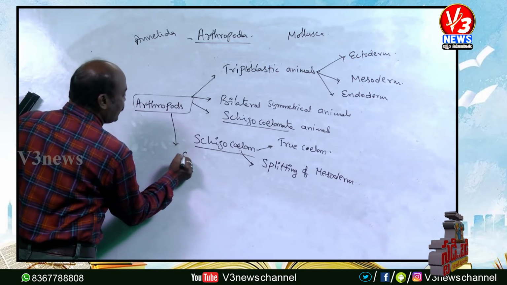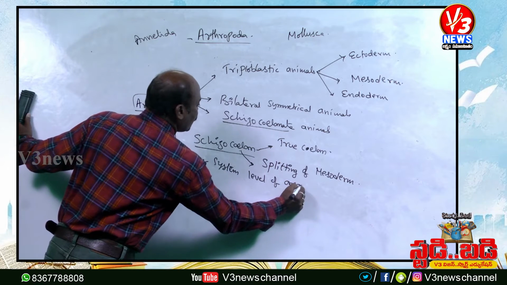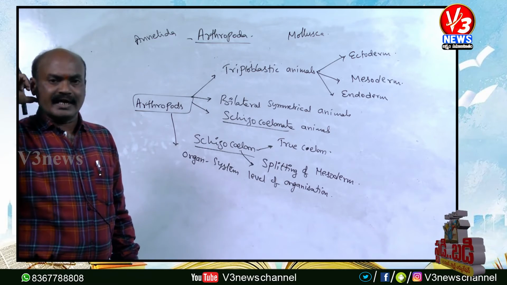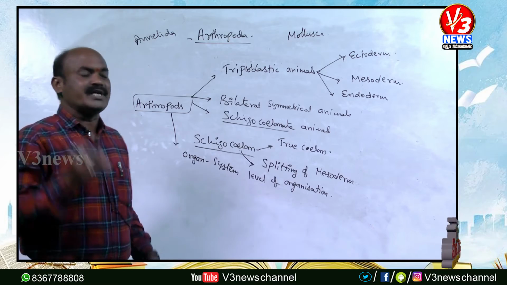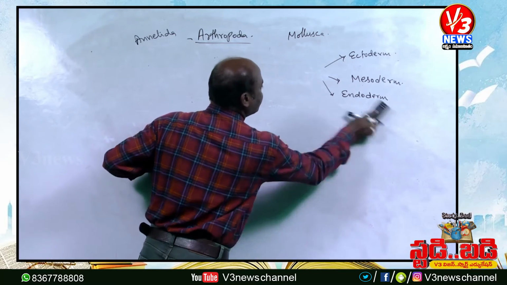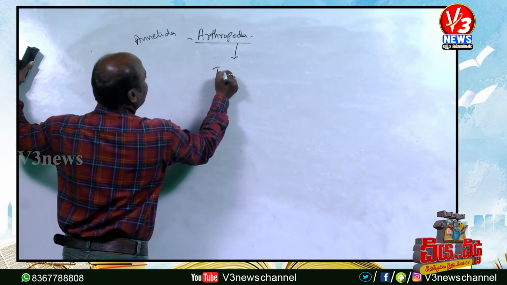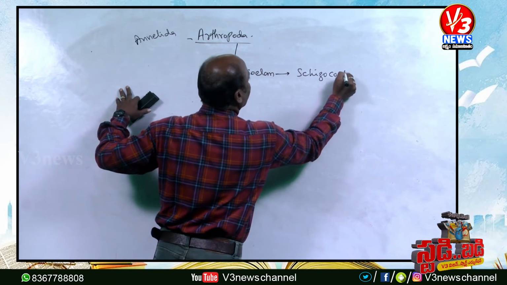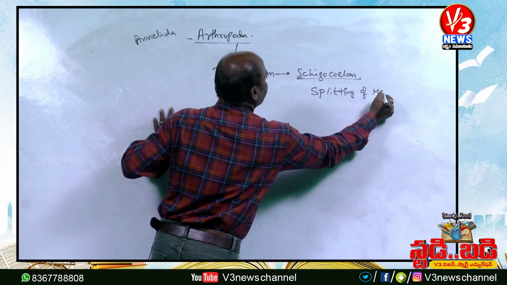Then they exhibit organ system level of organization. But regarding coelom, one important point is there. In arthropods, the coelom is called hemocoel. Now coming to the coelom of arthropods, basically it is a true coelom. In arthropods, the type of true coelom is the schizocoelom, formed by the splitting of mesoderm.